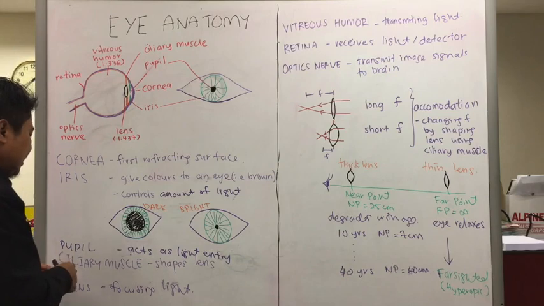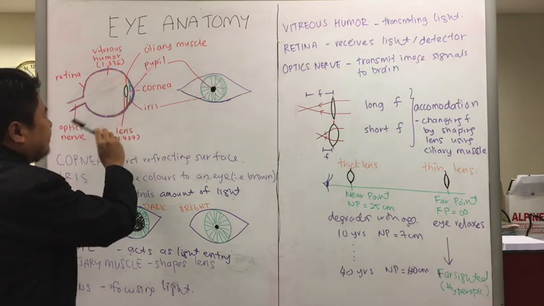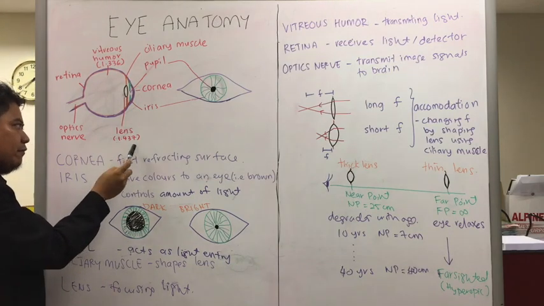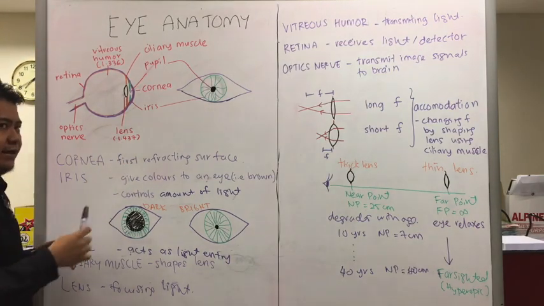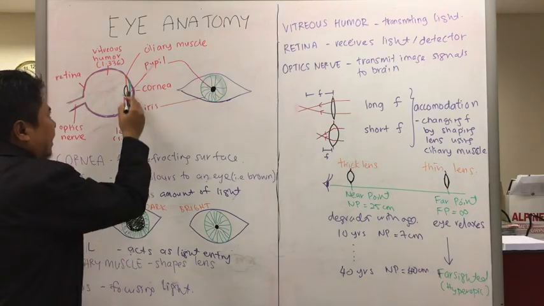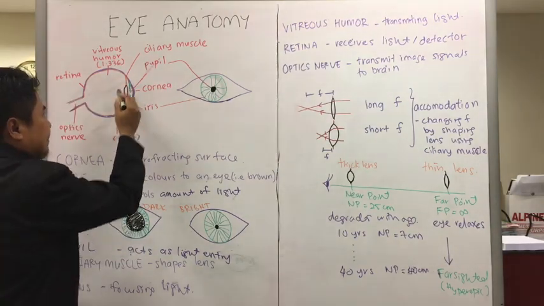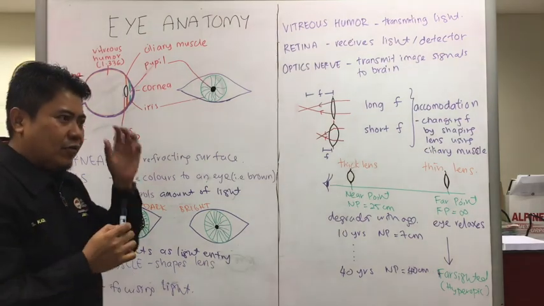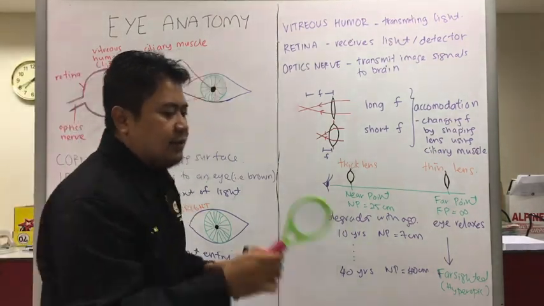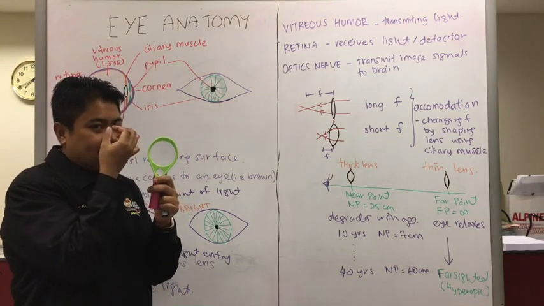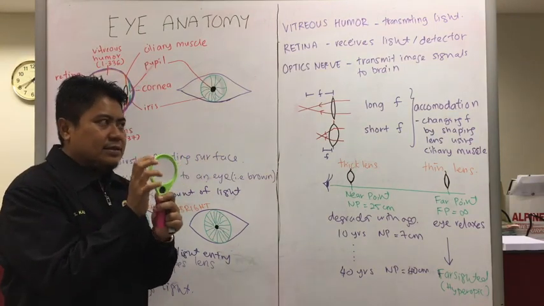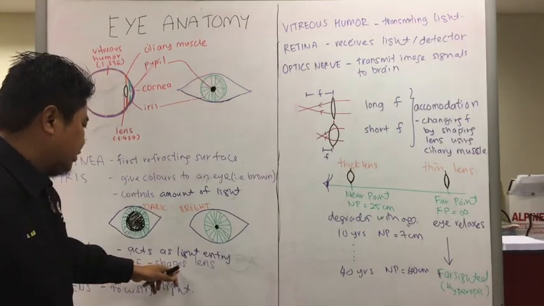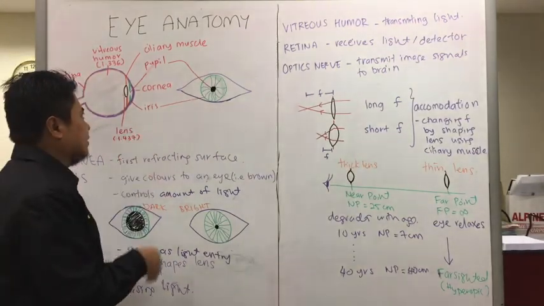Okay, and then we have here the lens. This lens is adjustable and the refractive index is about 1.537. So this is higher than the index of water. And this lens is being held by the ciliary muscle. The ciliary muscle shapes the lens, because our lens is not like this lens. This lens is fixed, but our lens is adjustable. So this ciliary muscle will shape the lens, thick or thin.